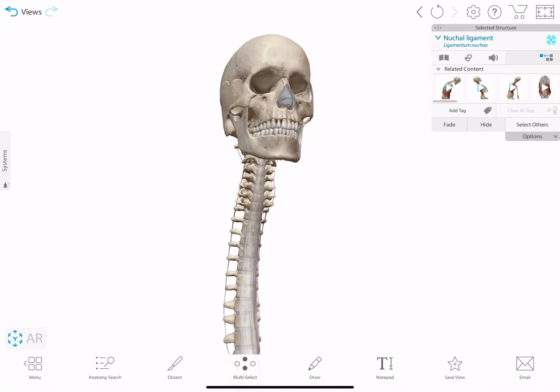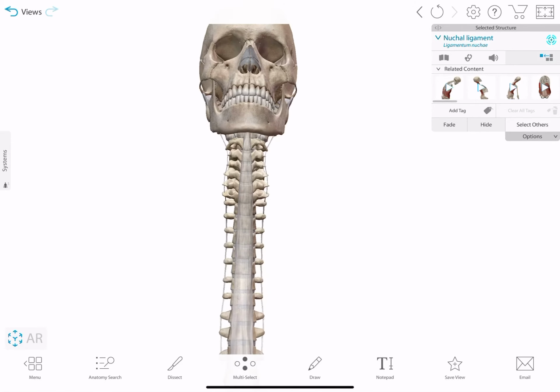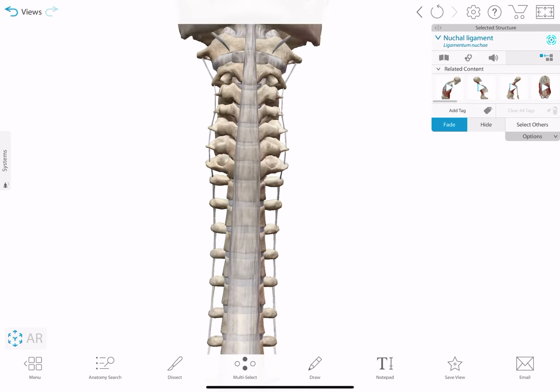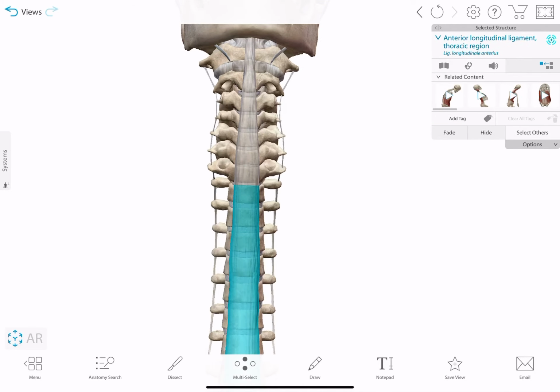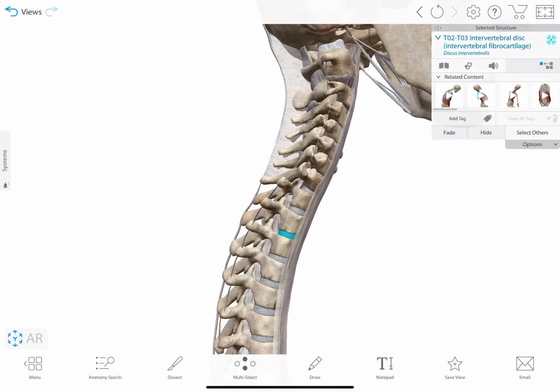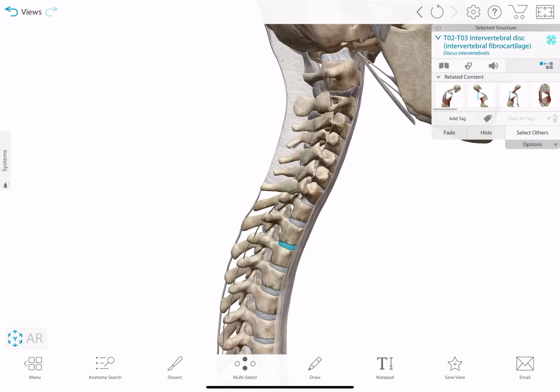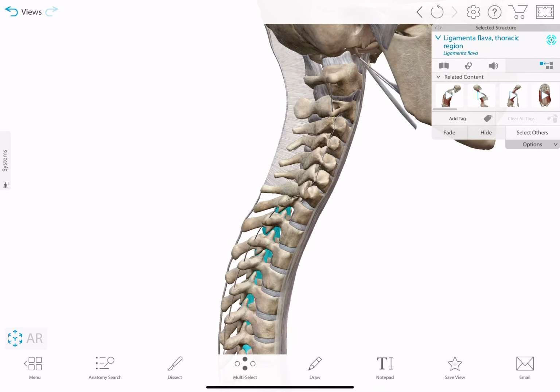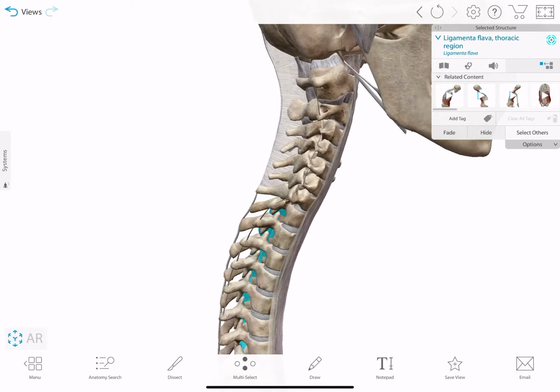And then you can really see all those ligaments I was talking about with the spine, with the intervertebral joint. There's that anterior longitudinal ligament. There's that intervertebral joint. And then you have, in between, that ligamentum flavum I was talking about.